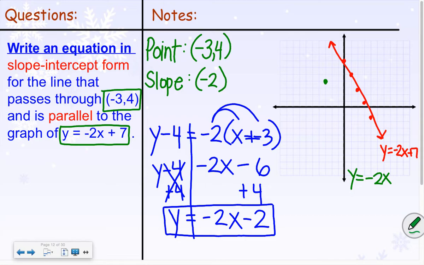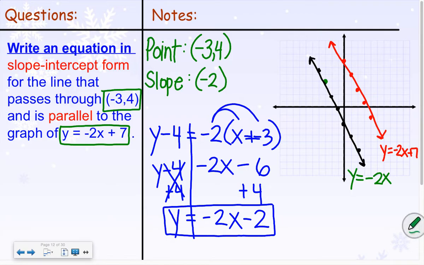Let's graph this line and see if it goes through my point (negative 3, 4), which it should. My slope is negative 2, so rise negative 2, run 1. Now you'll notice we're not going to hit that green dot because we're going down, so let's make a few points backwards. And yes, we did hit our green dot. There are the two lines.